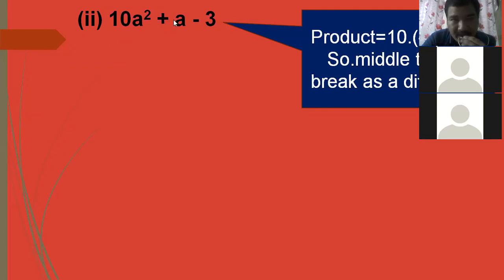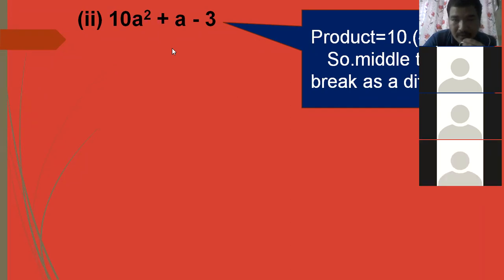What is the middle number there? 1. A is the variable, 1 is the coefficient. How to get that 1? By adding or subtracting? Subtracting. Why subtracting? Because the product of 10 and minus 3 came minus 30, negative. That's why we have to get this 1 by subtracting. Okay, children?